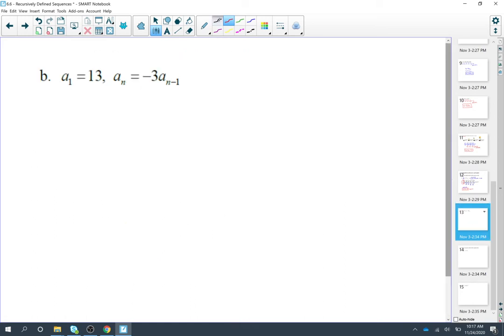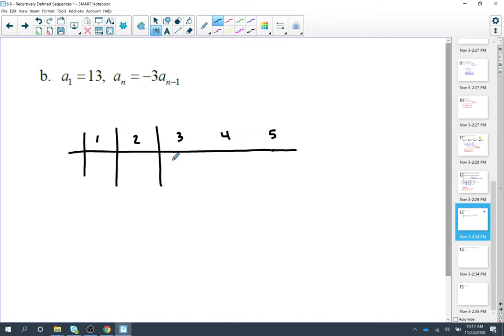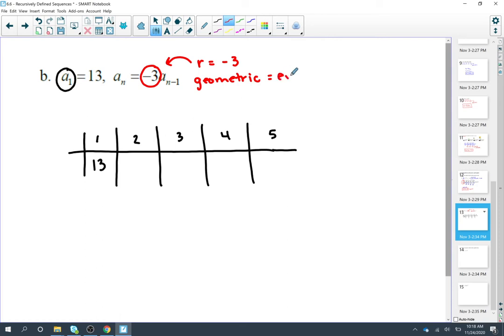Letter B. Okay, once again, let's make a table and see what's going on here. 1, 2, 3, 4, 5. And they told us here that the first number in the pattern is 13. Now, I look over here at my recursive rule. My recursive rule says we're taking negative 3 times the number before it. But the key here is negative 3 times, which means your common ratio is negative 3. If you have a common ratio, we know this is geometric, which essentially means this is exponential.